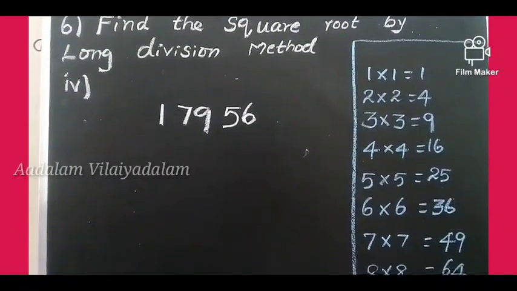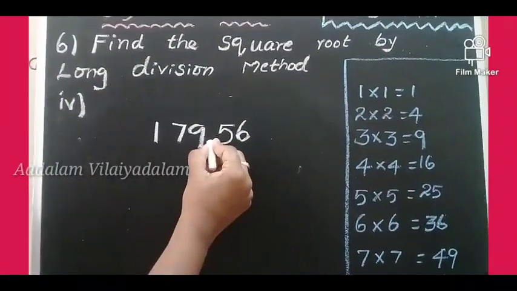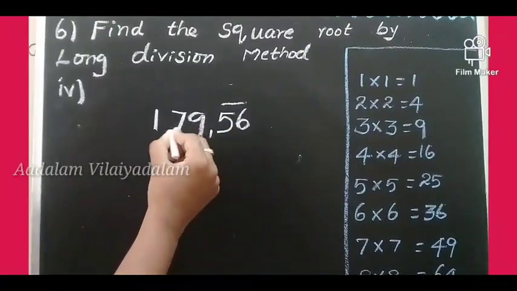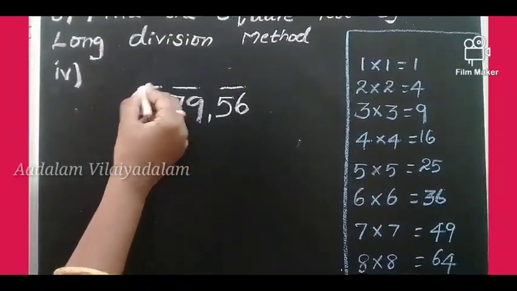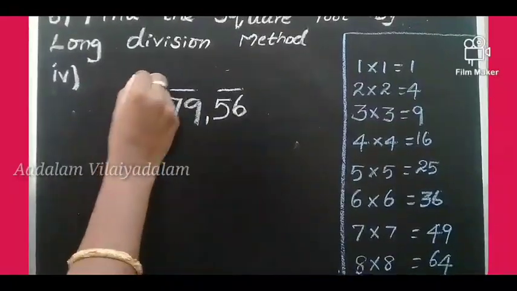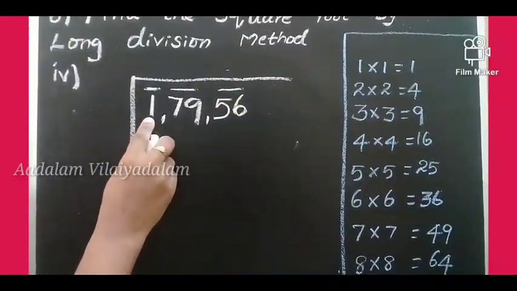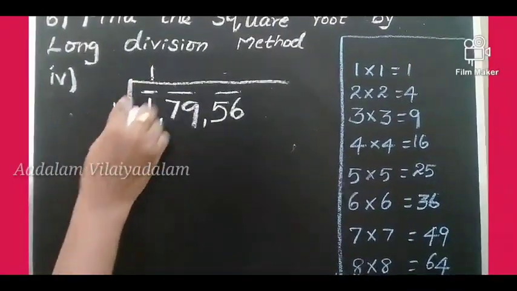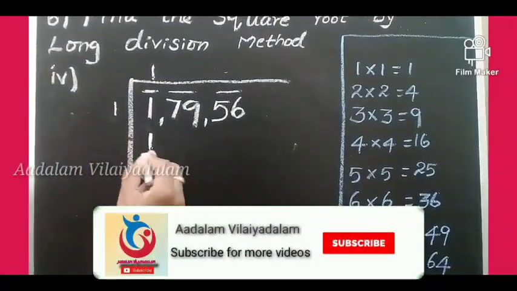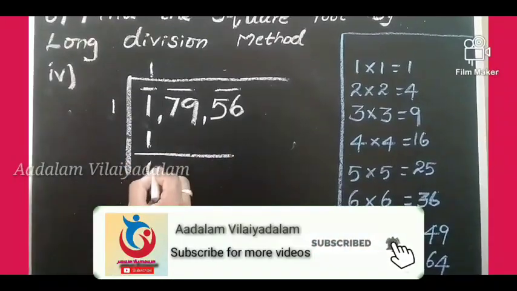Fourth question, 17,956. First we have to pair the numbers. 56 is one pair. 79 is another pair. The last single digit you write separately. Here the first number is 1. That is the only one possible. 1 one is 1. The quotient and the remainder values are the same. So 1 one is 1. So the balance is 0.